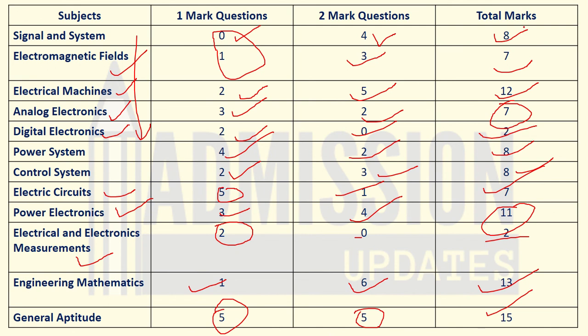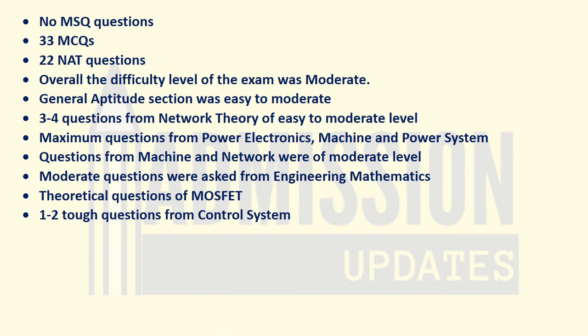So here the highest weightage of the chapters is electrical machines, that is 12 marks, then power electronics, then engineering mathematics, and then general aptitude, 15 marks. This is the common one. If you talk about the technical parts, engineering mathematics, power electronics, and then electrical machines were on the highest weightage side. Now let us discuss some important points which were shared by the candidates who appeared in the examination.